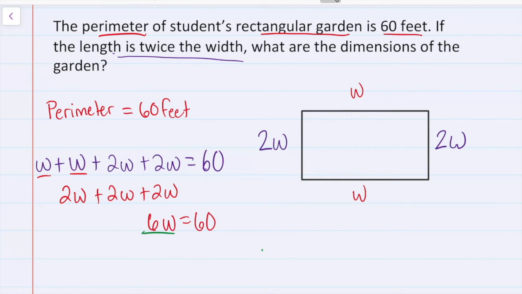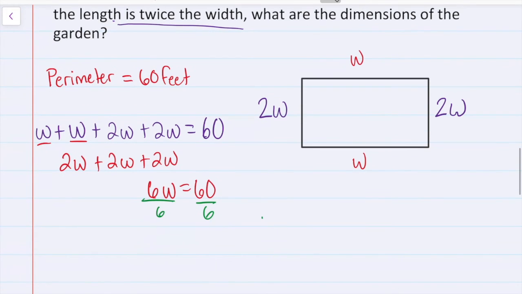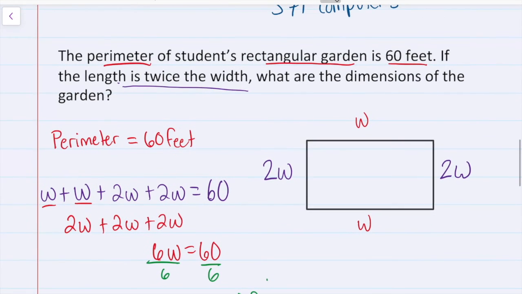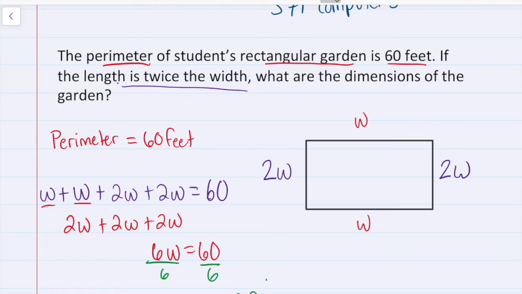Now let's go ahead and divide by 6. Divide by 6. So we know our W is actually 10. 10 what, guys? 10 feet. Now, what is the question, though? That's not the question we're trying to solve. The question was, what are the dimensions?